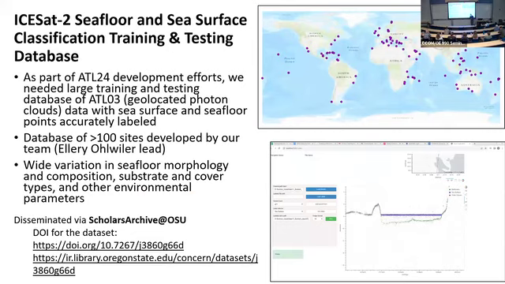Just quickly, some other things. So 3 of my students, as part of this, we had to develop a training and testing database. So we went to over 100 sites around the world looking for different coastal morphologies, different substrate types, different cover types, and hand-labeled water surface and bathymetry. So I had 3 students do that. Ellery Ohlweiler led it, and we published that. So other people can get this and use our SAM training and testing database if they want.